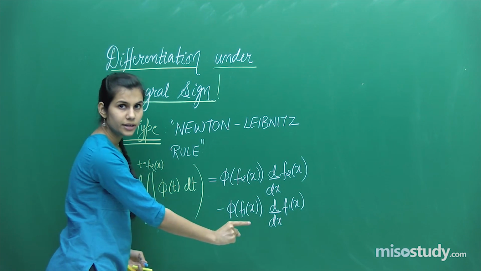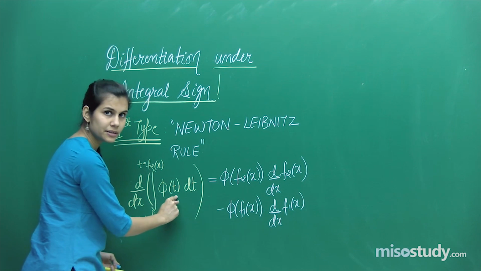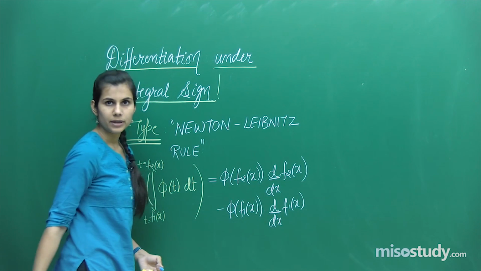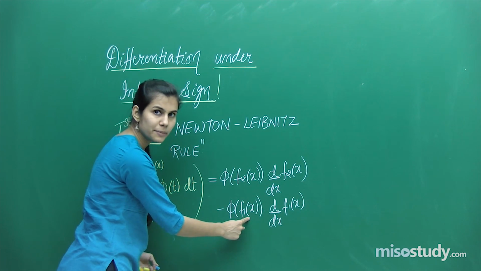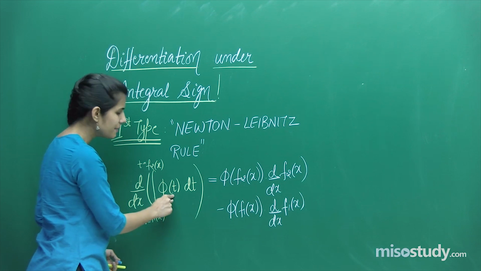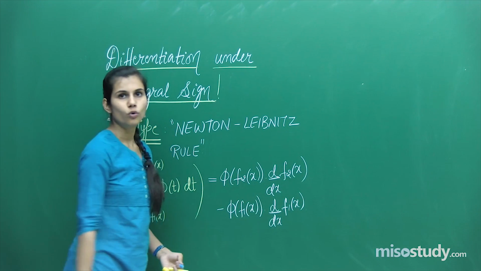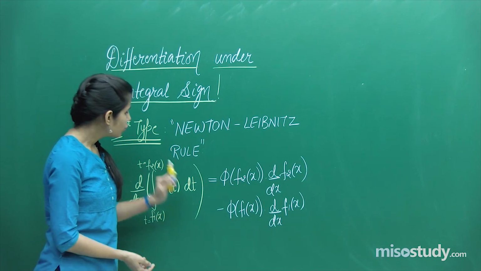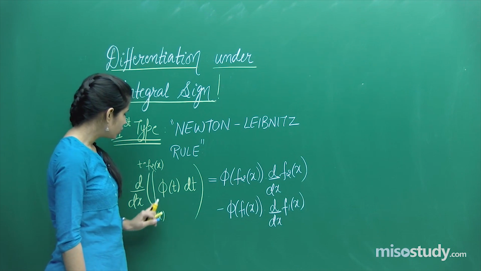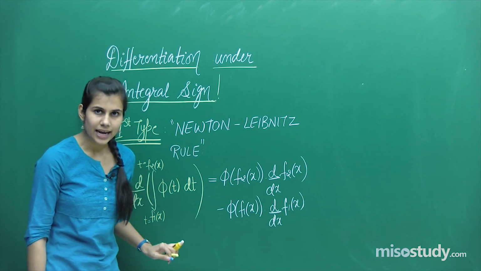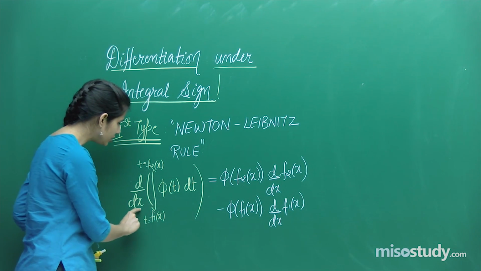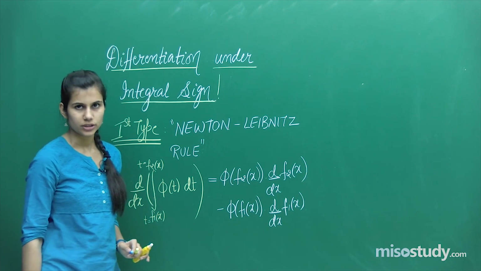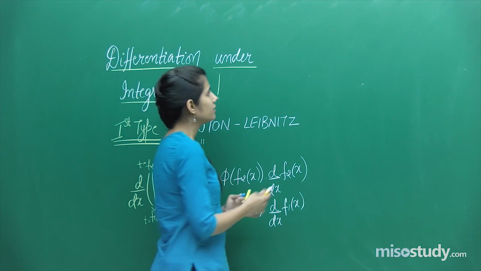And how is it computed? Replace t by upper limit, obtain phi of the upper limit multiplied by differentiation of the upper limit, minus phi of the lower limit in place of t, multiplied by the derivative of the lower limit. That is my formula to compute the differentiation of a function inside the integral sign, such that the variable with respect to which I am differentiating is sitting only in the limits, not in the function. Okay?